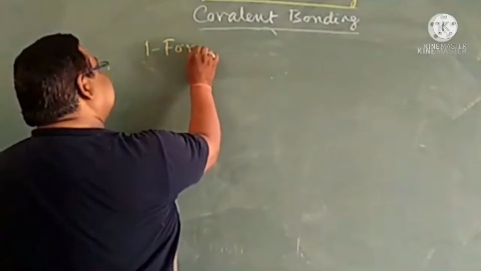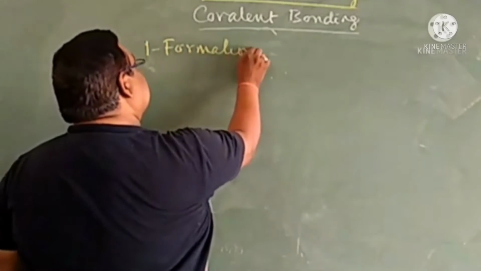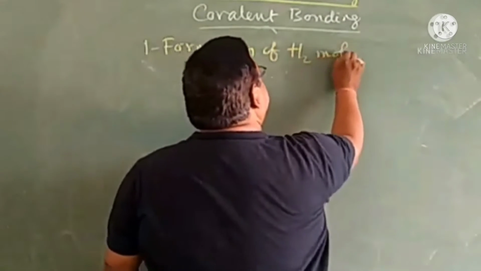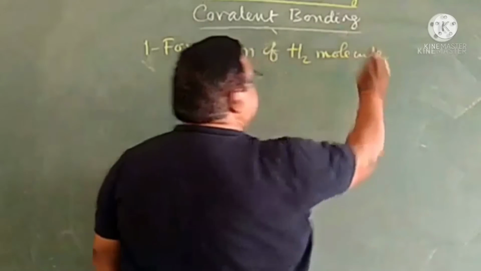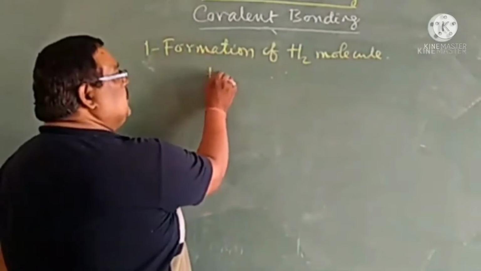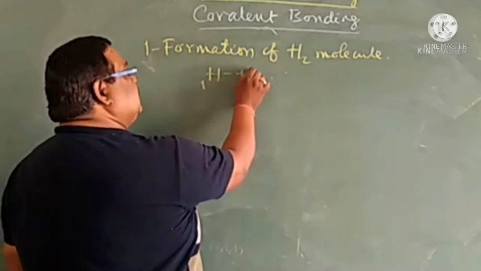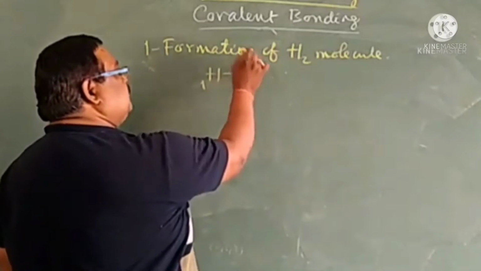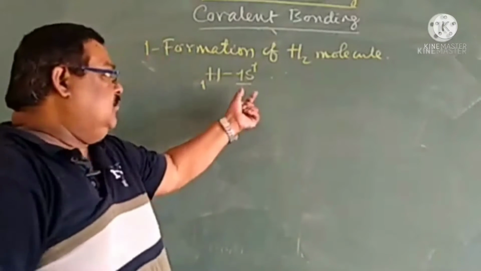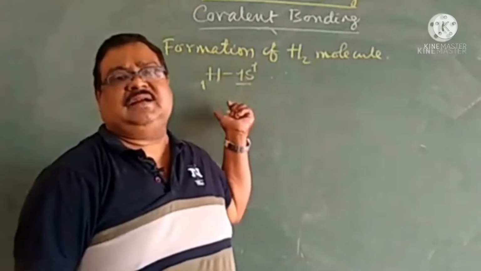Formation of hydrogen molecule. As we all know, hydrogen, its atomic number is 1 and it contains only one electron in its outermost shell or valence shell, a single electron. And how many more electrons are required by this hydrogen atom?